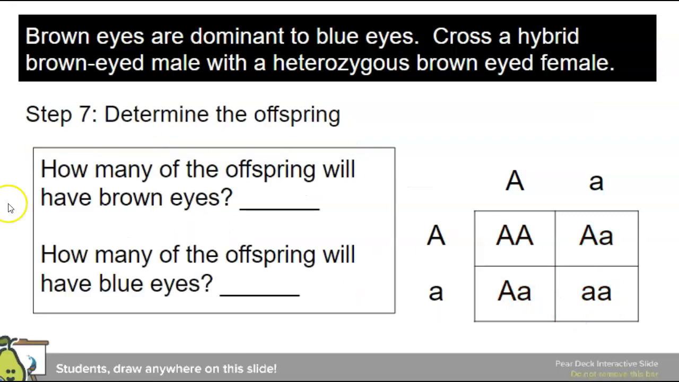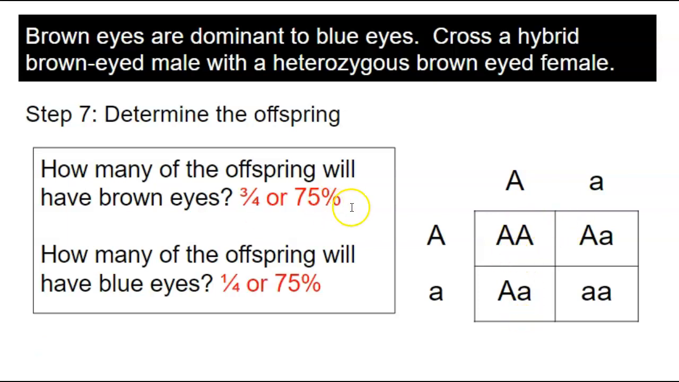So my next question is, how many will have brown eyes? Remember, brown was dominant, symbolized by a capital letter. So how many of these squares have a capital letter? Well, 1, 2, 3. 3 are going to have brown eyes. How many are going to have blue eyes? 1. Now, this doesn't mean you're going to have 4 kids and 3 will have brown eyes and 1 will have blue eyes. These are the chances. And so we can write it as a percent. 75% chance of having brown eyes, and this should say 25, that's a typo. 25% will have blue eyes.